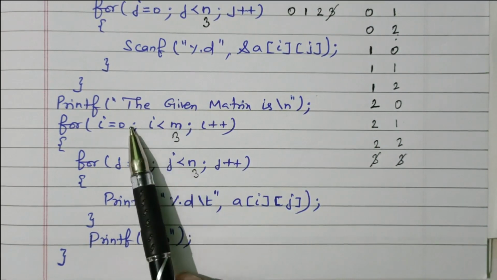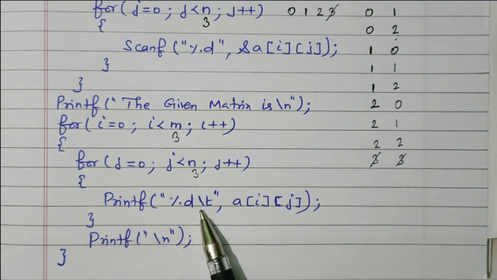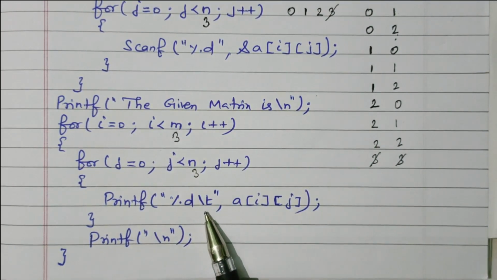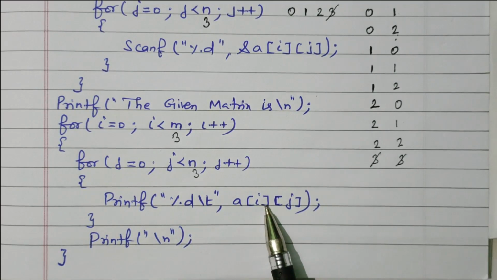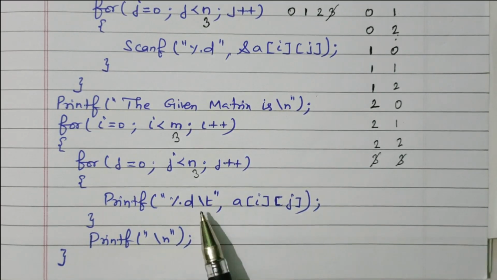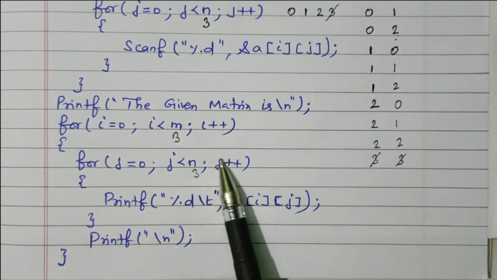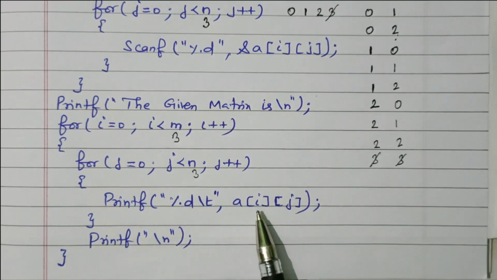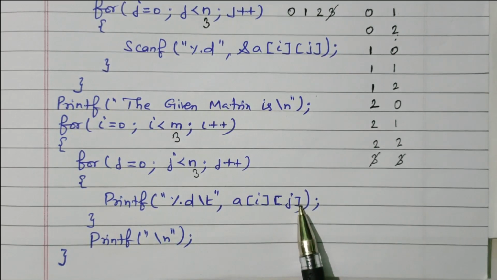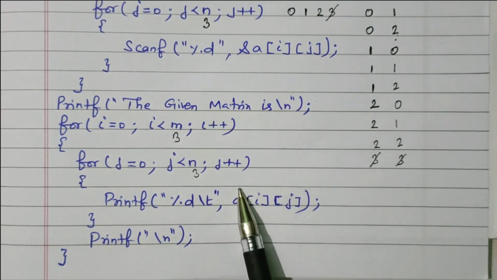The first element, 0, 0, will be printed. \t means between the first element and second element a tab is there, so some space will be provided. First it will print the first element, then the second element with the tab, then the third element. So this will be completed. Row 1 will be printed: 0, 0, 0, 1, 0, 2. After 2, the inner loop is terminated.